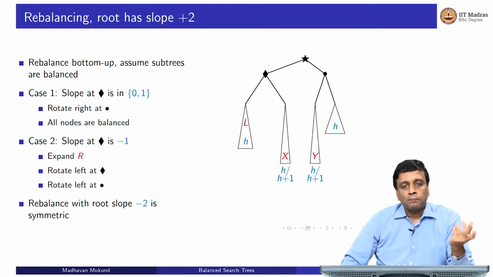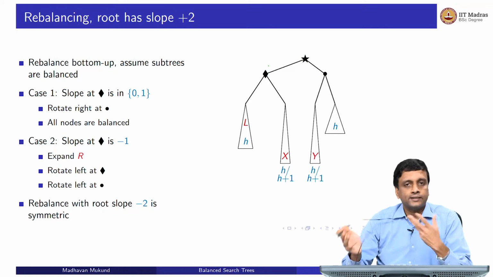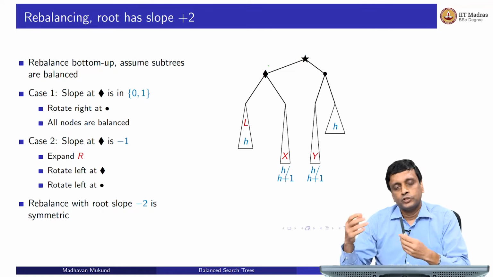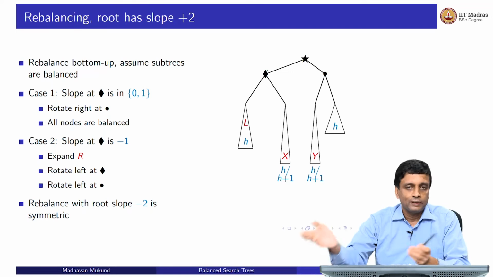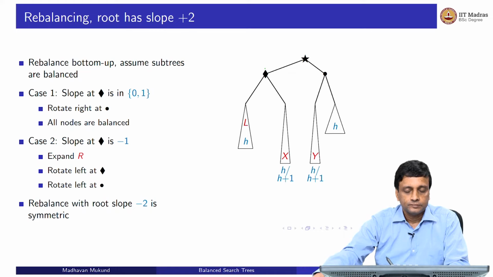So, this was for the plus 2 case, and we saw that everything is symmetric. Here we did a right rotation and a left rotation, there you do a left rotation, right rotation. It is the same thing, but you just do it symmetrically. So, if you can do plus 2, you can do minus 2 by just applying the rotations in the opposite directions.